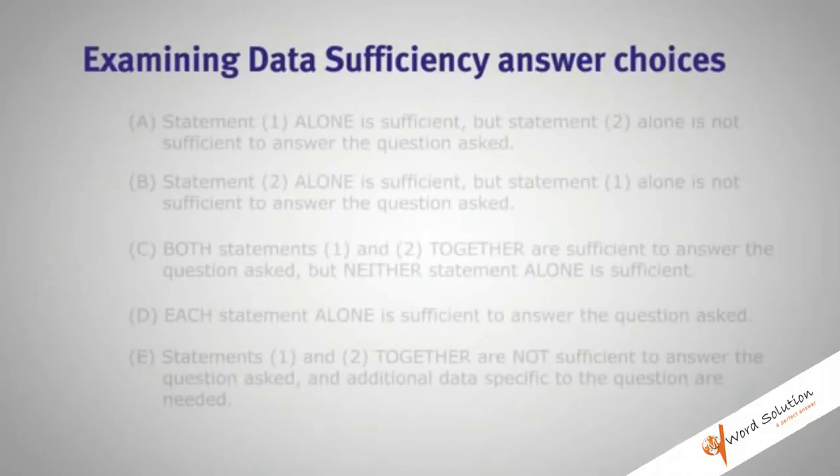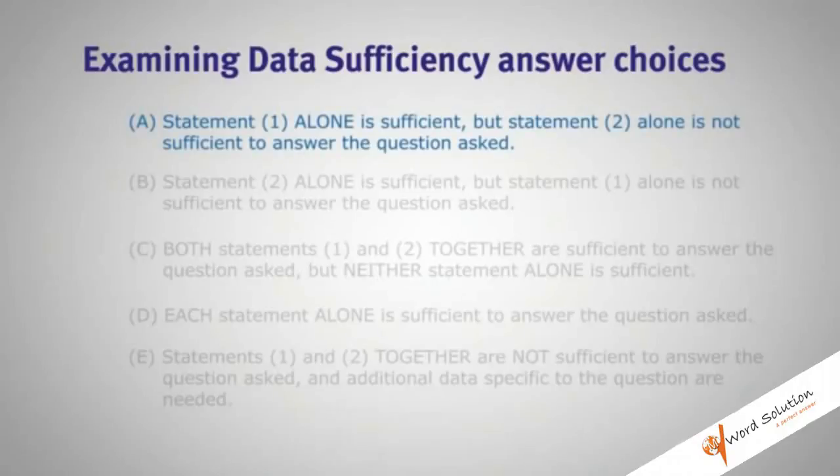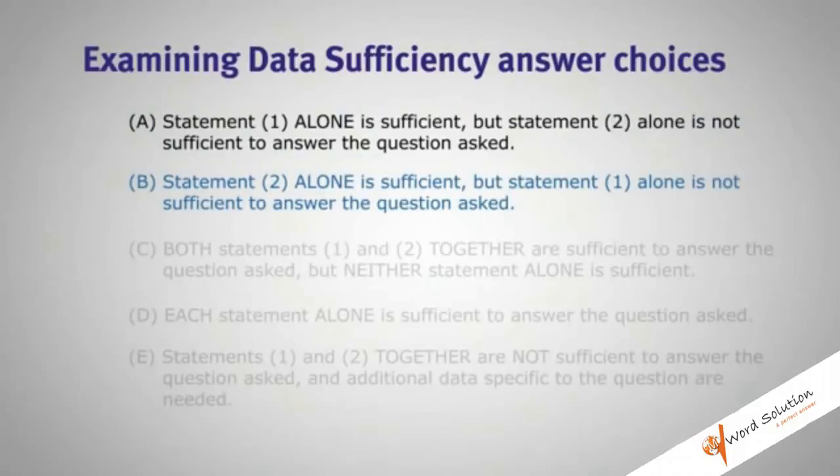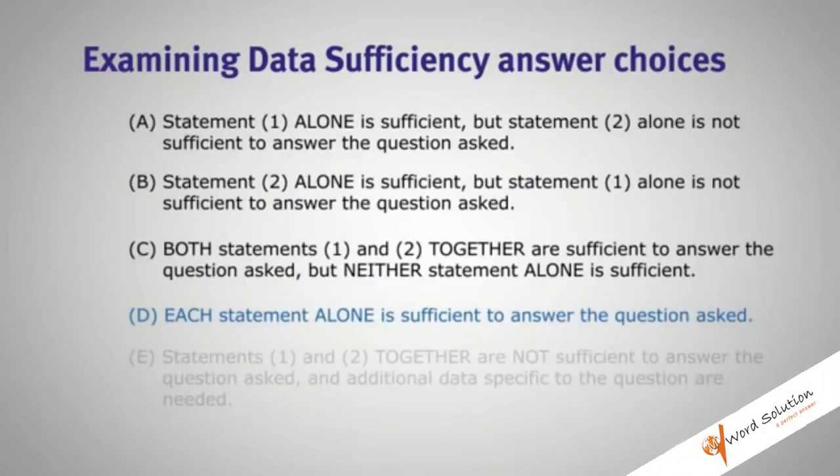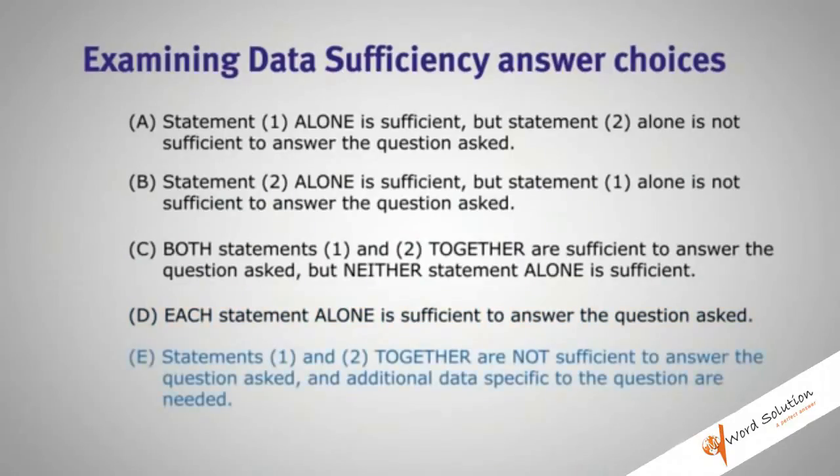The 5 answer choices are: answer choice A represents statement 1 is sufficient. Answer choice B represents that statement 2 is sufficient. Answer choice C represents that together they're sufficient. Answer choice D represents that each is sufficient. And answer choice E represents that neither is sufficient.